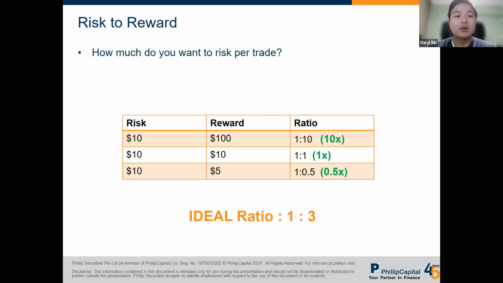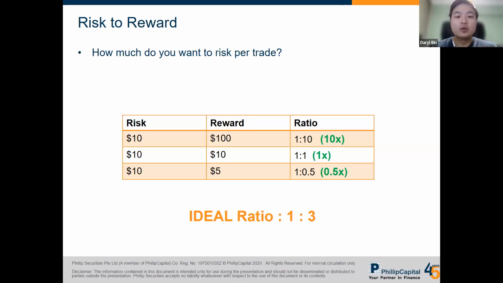For our risk to reward, we need to know that if you are risking, for example, $10, definitely we want to look at getting a bigger reward than our $10 risk. So right after we find our entry price, our take profit and our stop loss, we need to identify if this trade is worth trading or not.